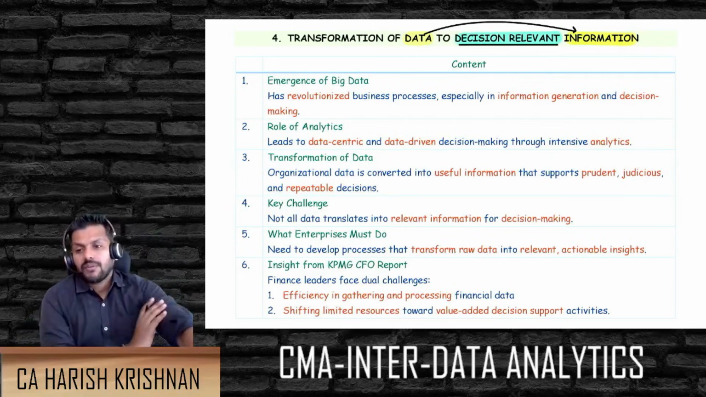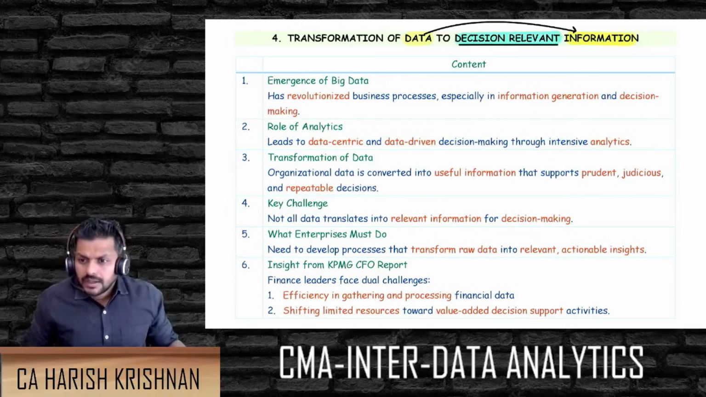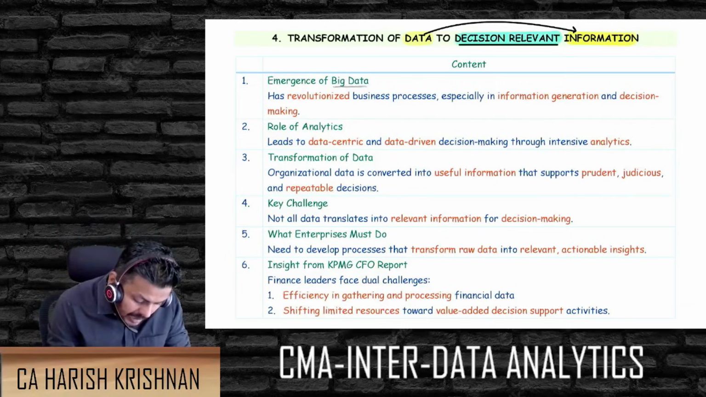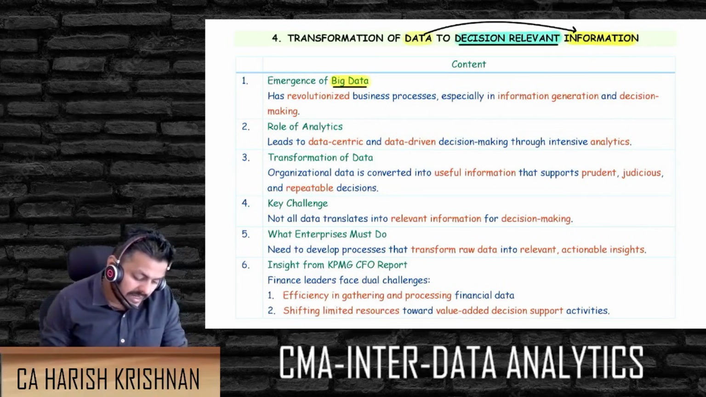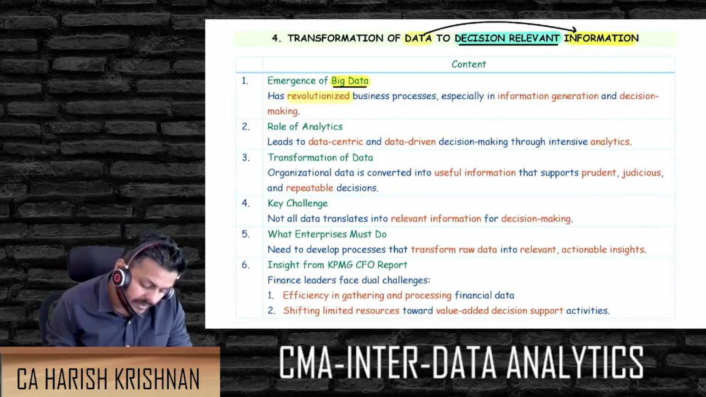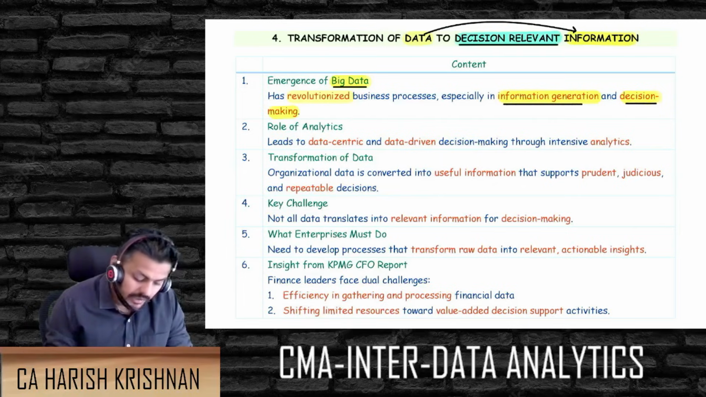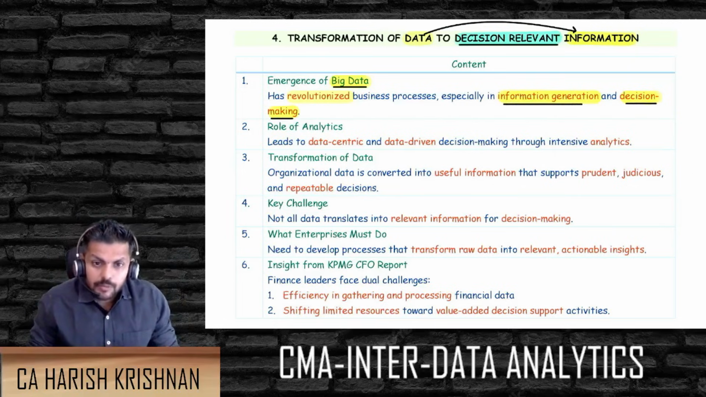So guys, I think we have already discussed the story of big data. Correct or not? Big data is what already came out of our discussion. So, the emergence of big data. Big data has emerged in a great deal. It has revolutionized the business process, especially in information generation and decision making. The kind of information being generated is quite huge in today's time.